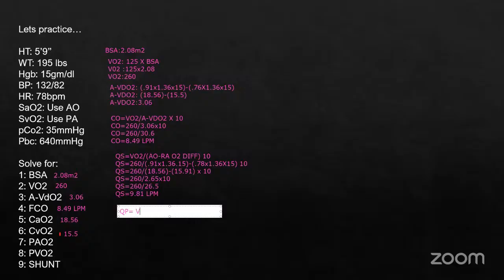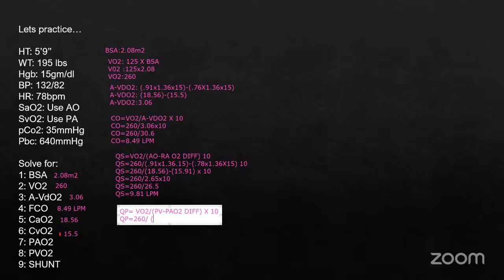I'm going to do VO2 divided by, so what is my oxygenated blood here? So it's going to be my PV minus PA difference, times 10. QP equals 260 divided by... Go ahead and plug in all of your numbers. When I come in, I go back and look at my diagram again.